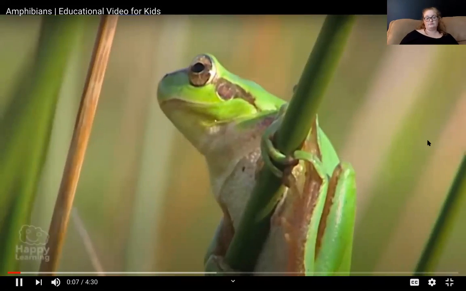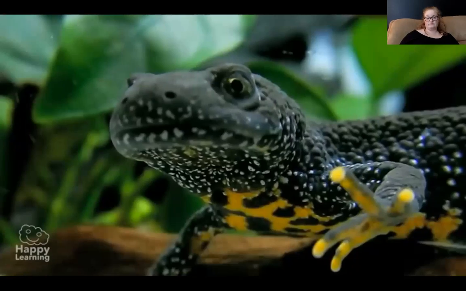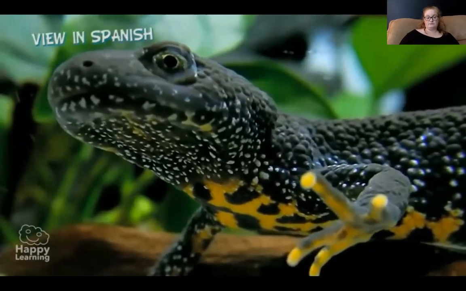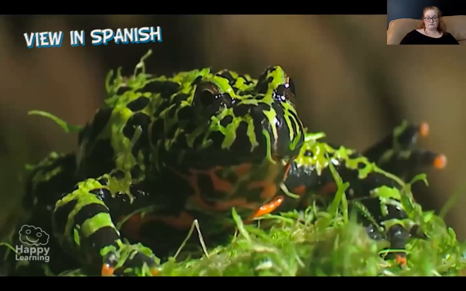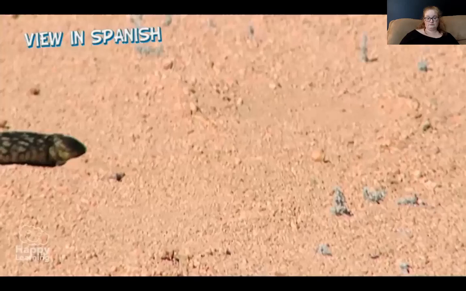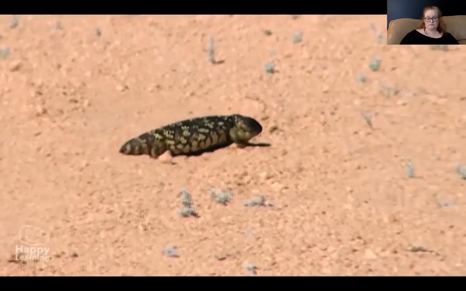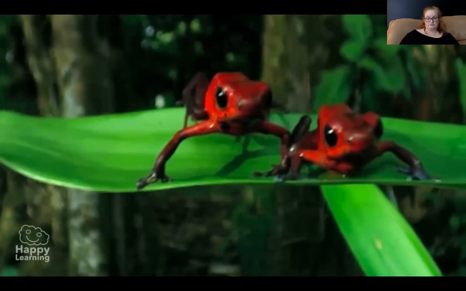Hello everybody. Today we're going to look at a truly amazing group of vertebrates. When they're born, they usually live in water, but when they grow up and become adults, they spend most of their time on land. We present the amphibians.